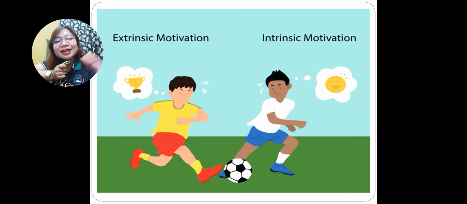So, class, we can see here two people or two kids playing. The one is motivated by extrinsic motivation. I really want that trophy. I want to be number one. The other one has intrinsic motivation, I am playing because I'm happy. This makes me happy. I don't care about the reward. I'm happy about it. Okay? So, these are two examples of extrinsic and intrinsic motivation.